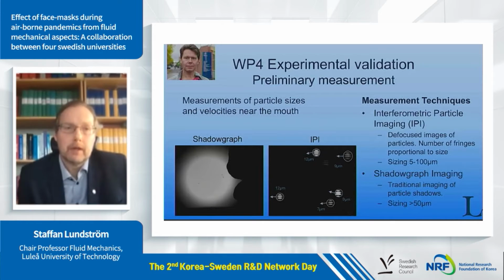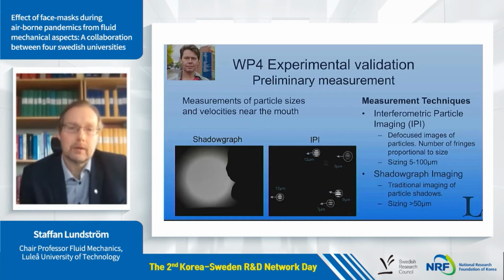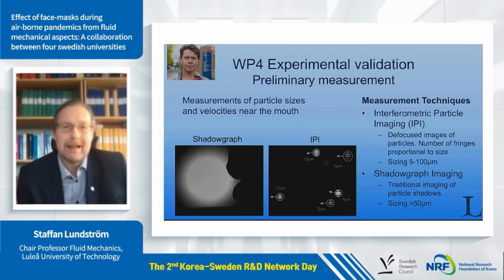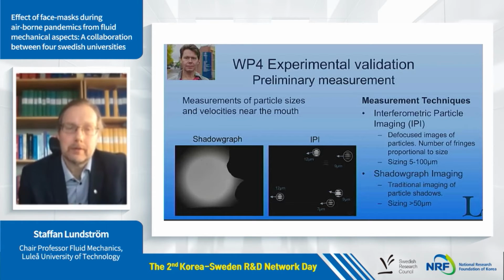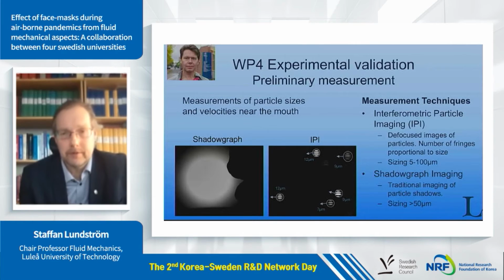The fourth work package is about experimental validation, and here we will use the facilities at LTU, at my university. We will use two measurement techniques, and we will do real measurements, so to speak. One is called interferometric particle imaging, where we can measure the speed of particles. We can also measure their size by this defocusing image of particles, and the number of fringes that we see is proportional to the size. The size you can measure is, as it is now, 5 to 100 micrometers.